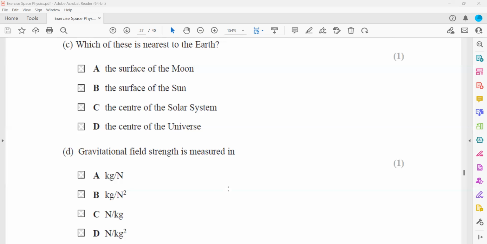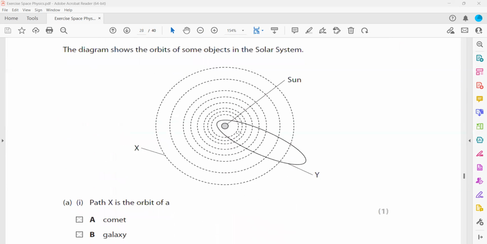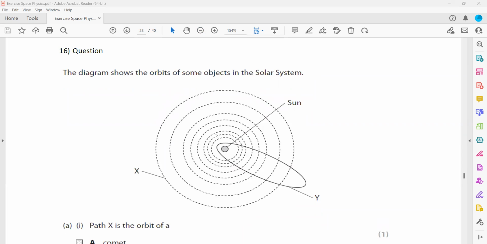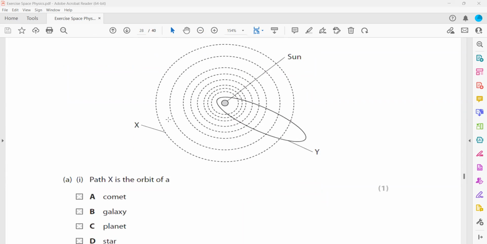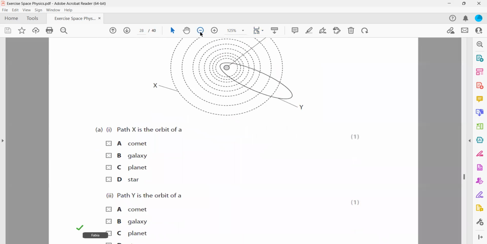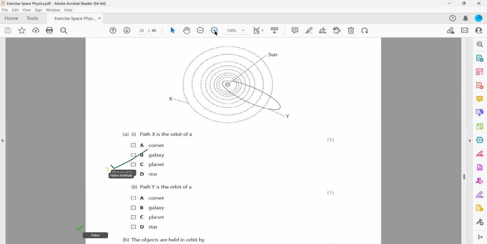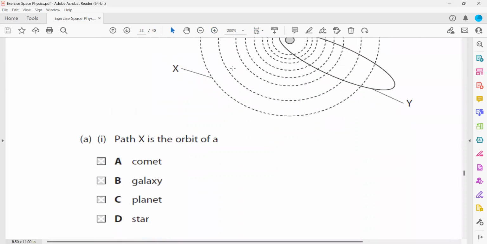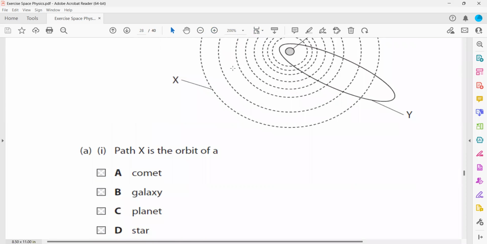In question 16, the diagram shows the orbit of some objects. The path X is the orbit of what? You can use screen annotation. Just a minute, I will zoom in. The path X is the orbit of what? A comet, a galaxy, a planet, or a star? So it's the orbit of a planet.